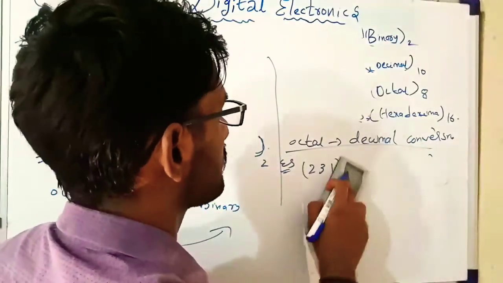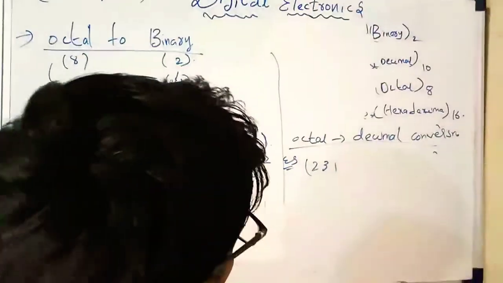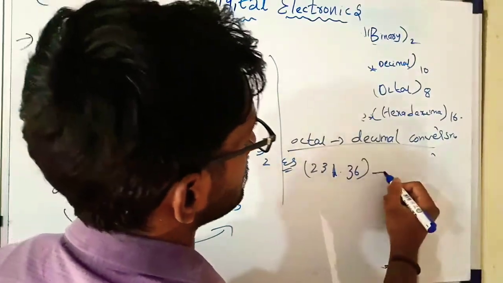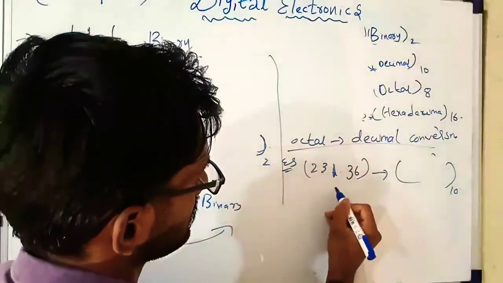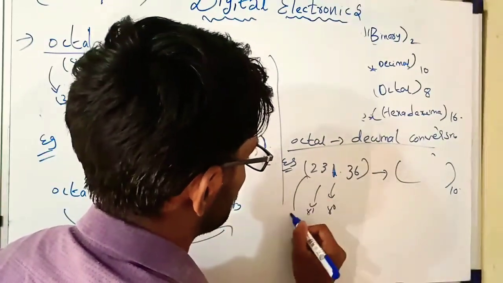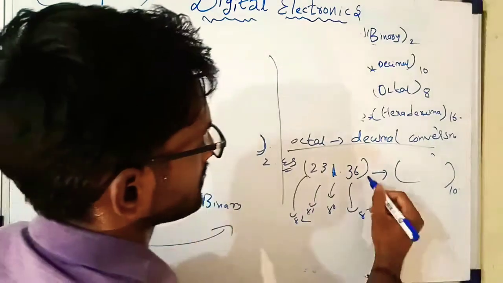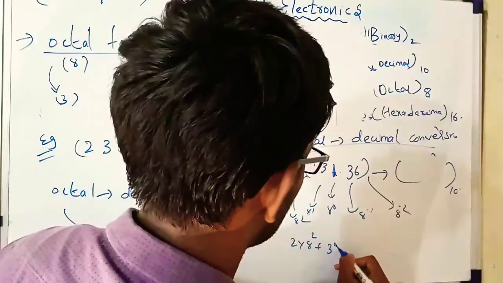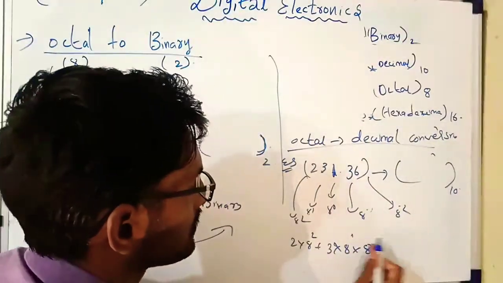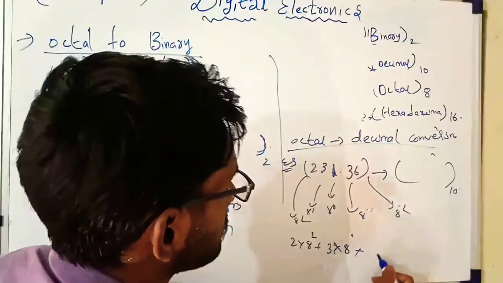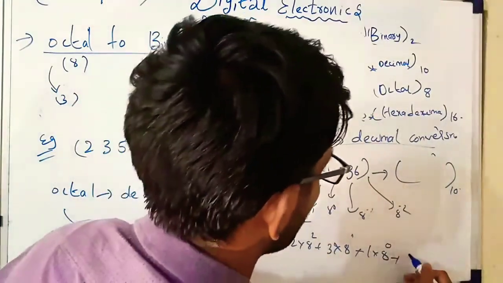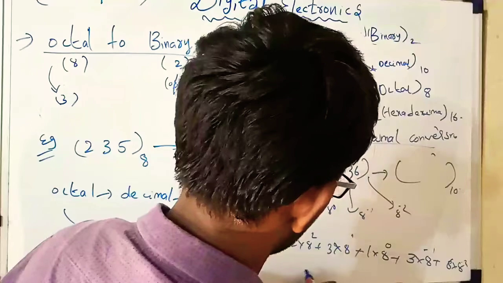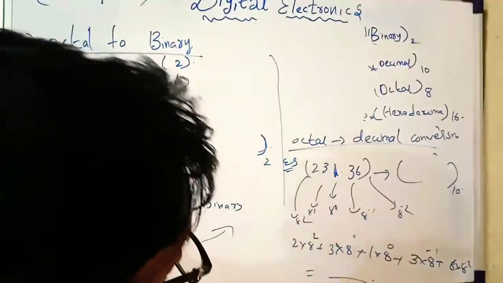Similarly, we will do this for fractional values also. Let's take an example of 231.36. We need to convert this to decimal. Same here, 8 power 0, 8 power 1, 8 square. This is 8 power minus 1, this is 8 power minus 2. This is 2 into 8 square plus 3 into 8 power 1 plus 1 into 8 power 0 plus 3 into 8 power minus 1 plus 6 into 8 power minus 2. The value that we are getting here is the decimal equivalent value.